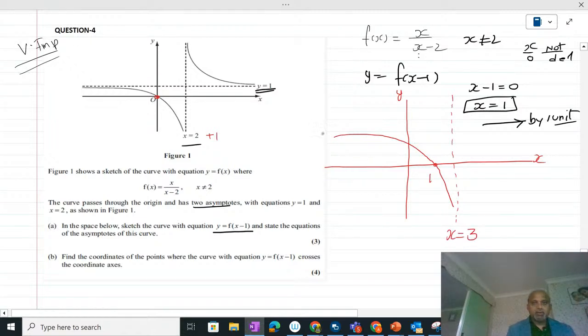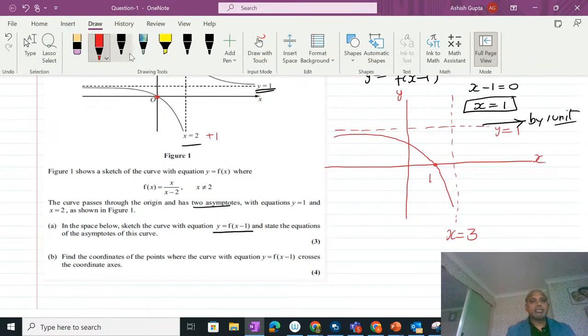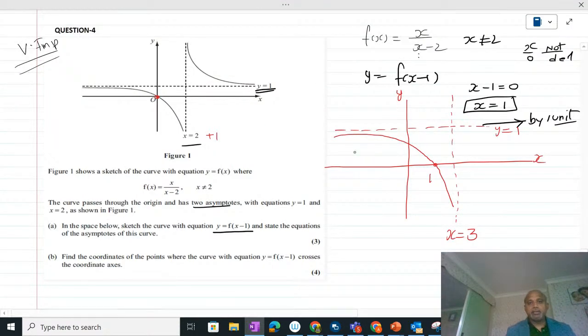Now the y equal to 1 asymptote will remain the same. Y is not changing, y equal to 1. Okay, is that fine? And this curve is moving this side because we have already taken x equal to 3 asymptote. So see my green ink. This curve is also moved 1 unit right-hand side. Okay, so this is the sketch of A part.